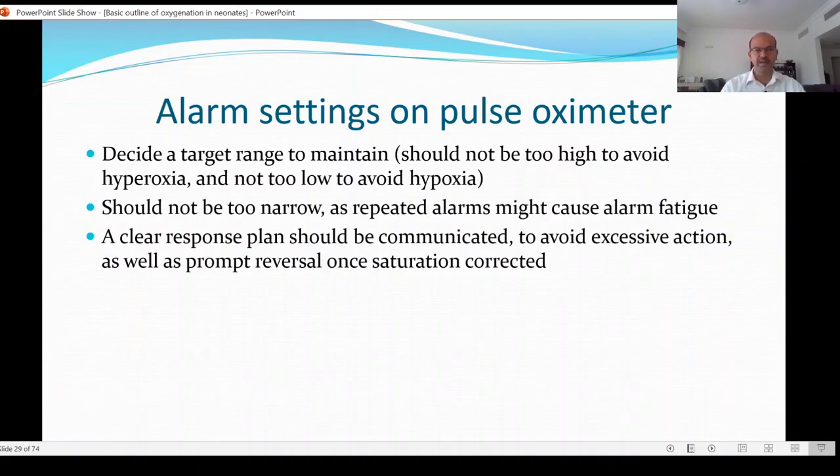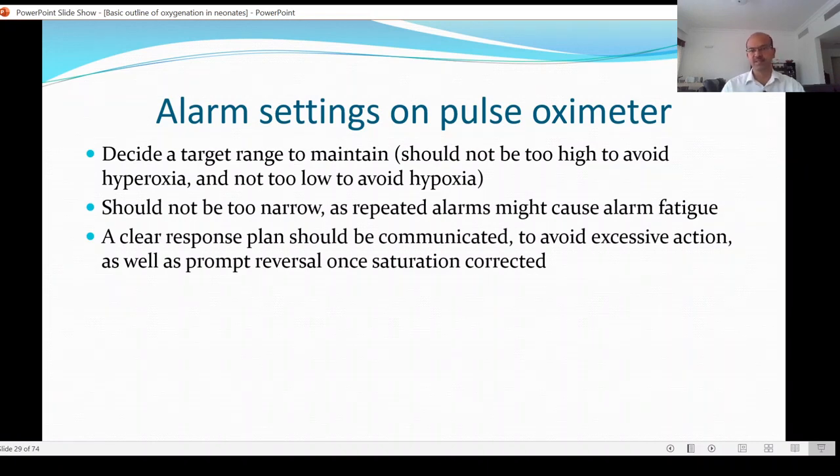It should not be too narrow as well. We don't want to keep our target range as alarm limits, because then you may have repeated alarms and it might cause alarm fatigue. It also causes unnecessary changes. Sometimes you may increase FiO2 for something which is very transient and which would come up anyway. A clear response plan should be communicated to avoid excessive action.